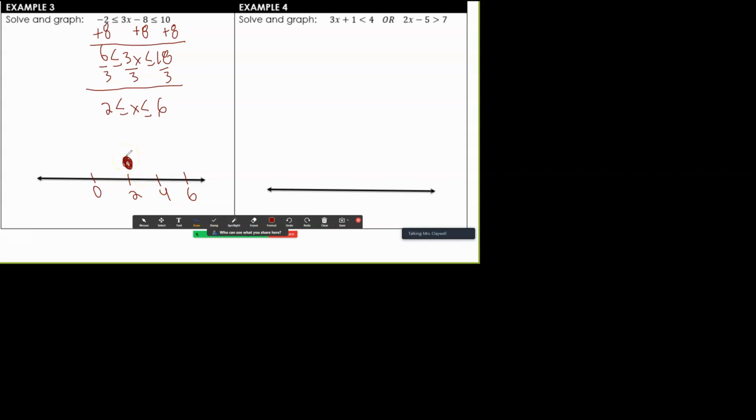So I can include 2, I can include 6, and I can include everything in between. This is an or, which means I'm going to have 2 statements, and their arrows are most likely going to go opposite directions. So I'm just going to solve one at a time. x is less than or equal to 3, which just means x is less than 1.